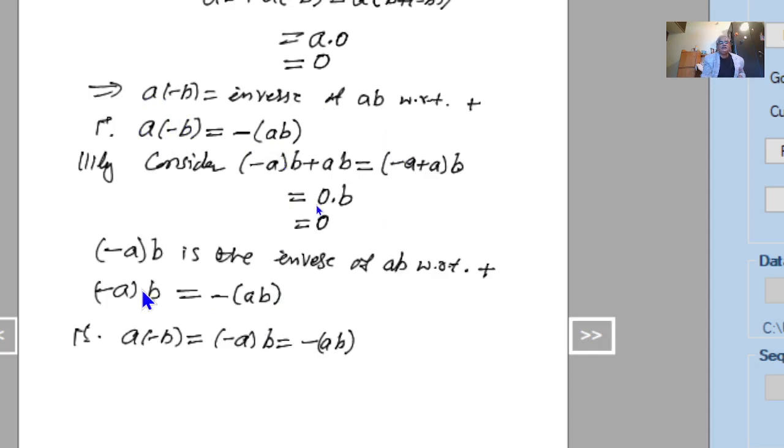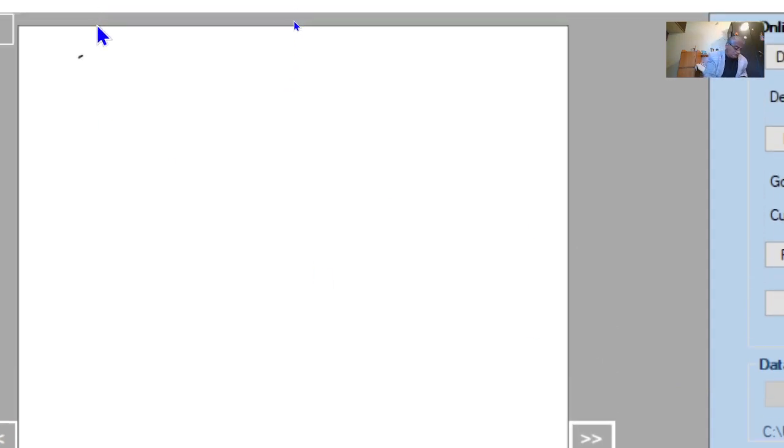And what about this result? Here the negative sign is on the first element. If the negative sign is on the first element, then we can take this negative sign outside and write A into B. So whether the negative sign is on the first element or on the second element, we can take it outside. Using this property, I will prove the third one. I have to prove that minus A into minus B is equal to A into B. This we have to prove.